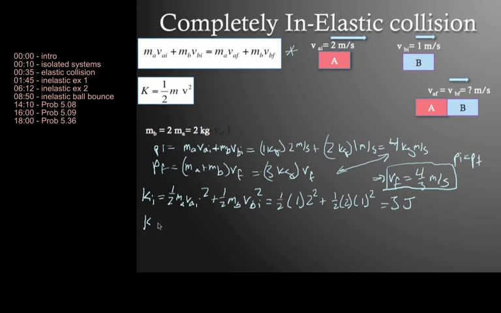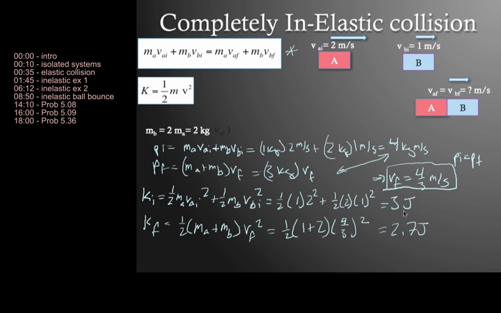So now let's look at our final kinetic energy. That's going to be 1/2. Since they both move together, I can combine these two terms and get MA plus MB V final squared. So here I get 1/2, 1 plus 2, that's 3, and then V final, which is this 4/3. So I'm going to end up with about 2.7 joules.